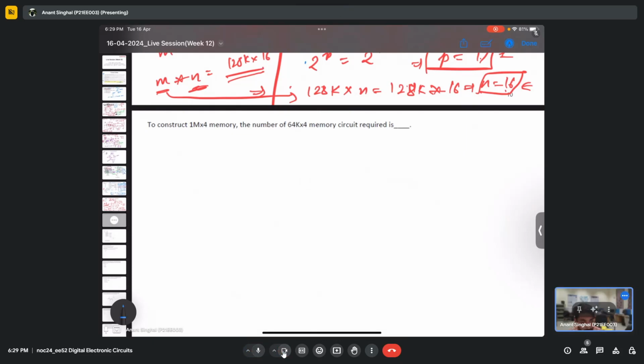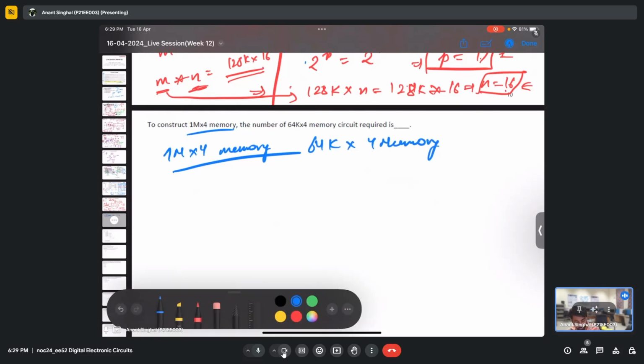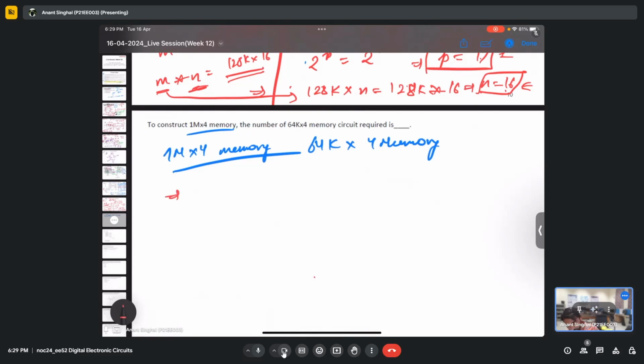So we have this problem in which we have 1 mega cross 4 memory. We need to construct this 1 mega cross 4 memory, and we need to find how many 64 kilo cross 4 memory circuits are required. So this is a similar problem as we have already done for a multiplexer. So to make this 1 mega cross 4 memory, how many 64 kilo cross 4 memories are required? So we need to divide it.